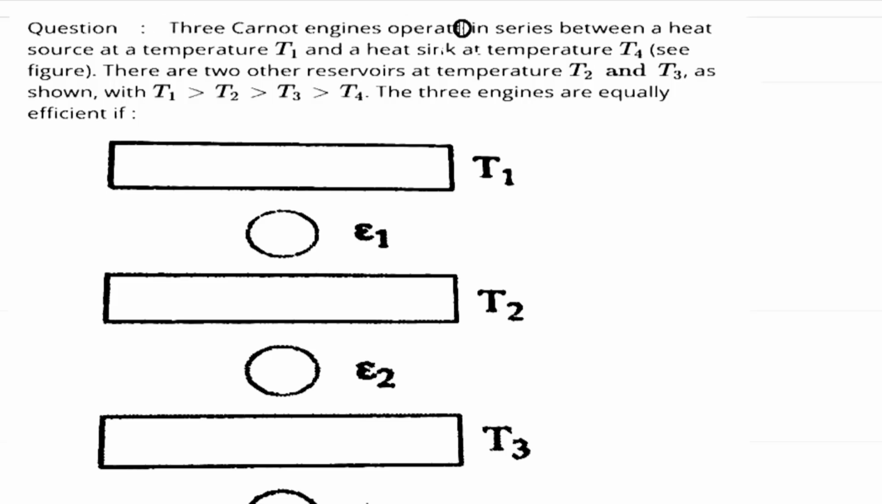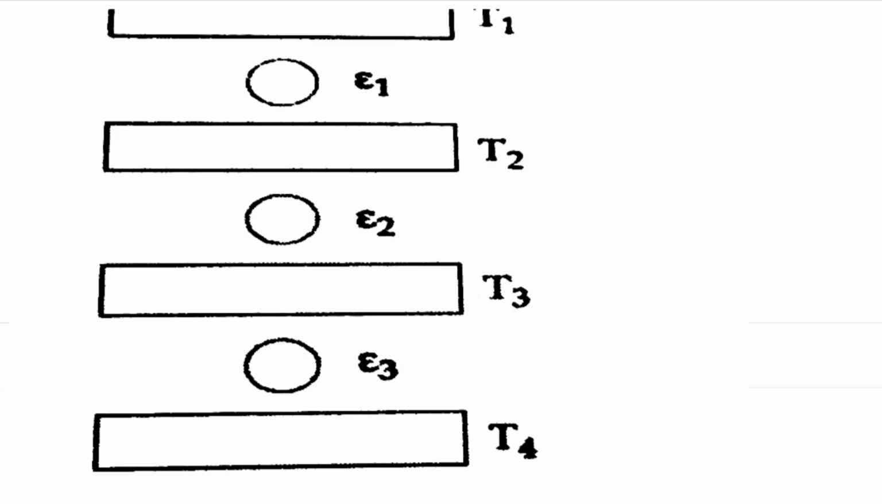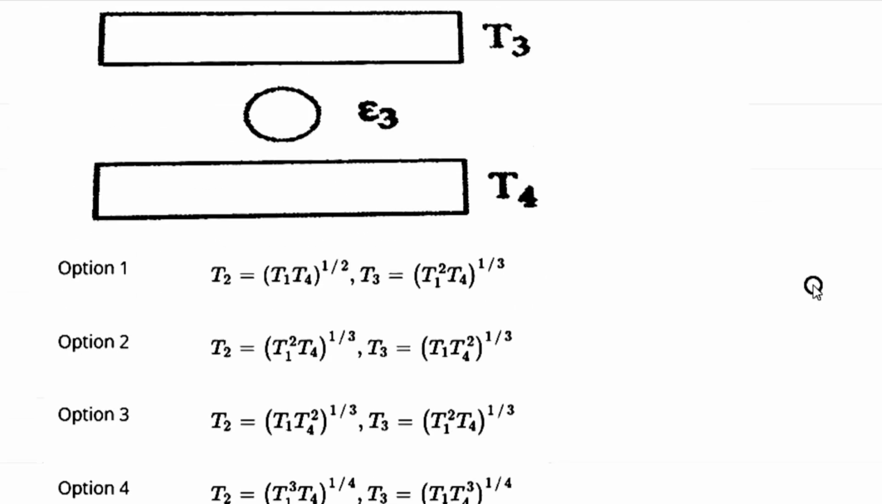Hello everyone. Three Carnot engines operate in series between a heat source at a temperature T1 and a heat sink at temperature T4. There are two reservoirs at temperatures T2 and T3 as shown in the figure, with T1 greater than T2 greater than T4, and T2 greater than T3 and T3 greater than T4. The three engines are equally efficient. You have to check out of A, B, C, D which are the correct options.